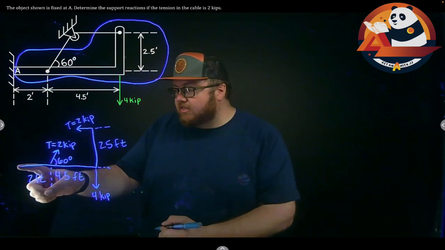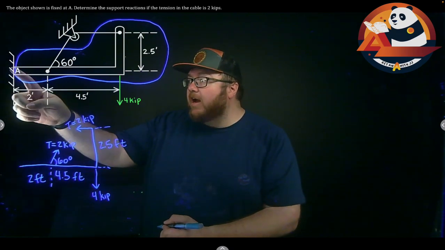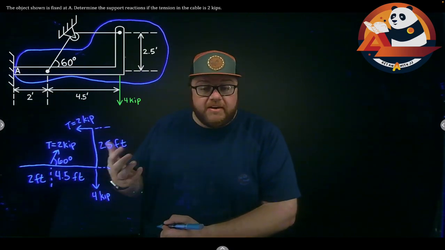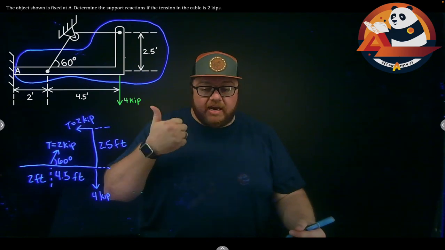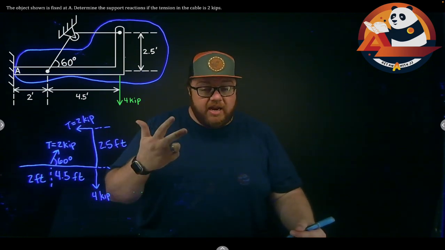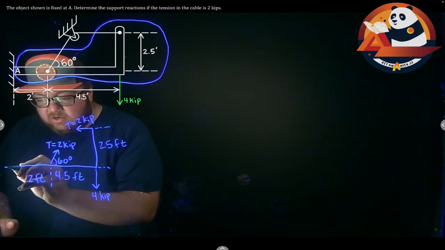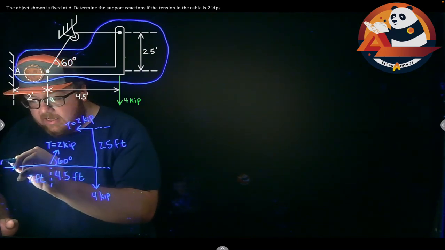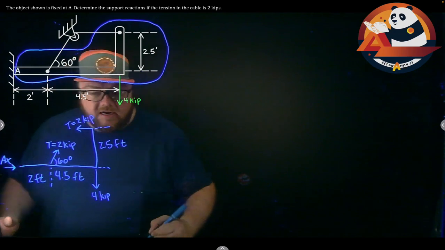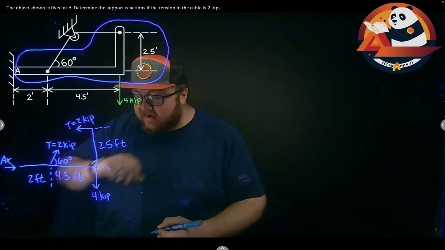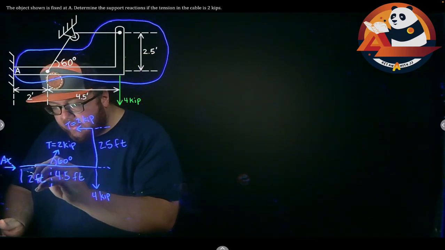So I can come in here and say, well, what do I need at A? I know I have a fixed support for this. A fixed support always resists forces in the X direction, the Y direction, and moment. So let's get those in here. I'm going to guess AX goes to the right. I'm going to guess AY goes straight up.